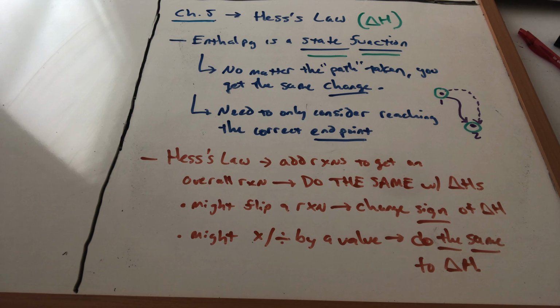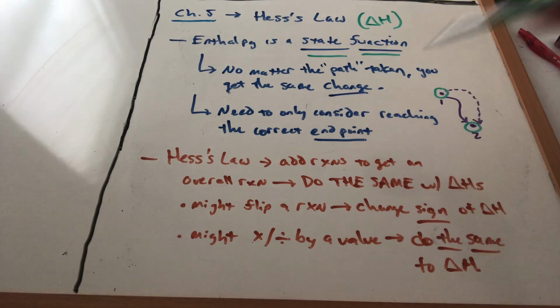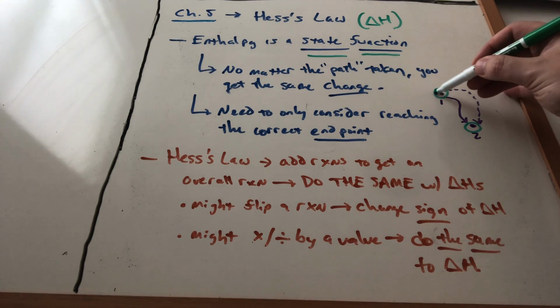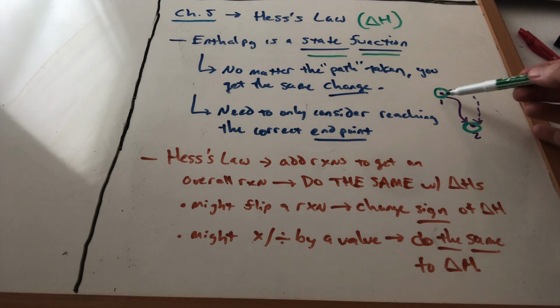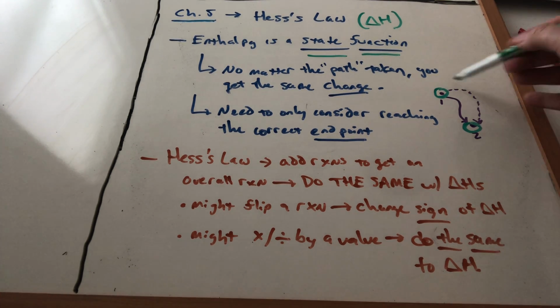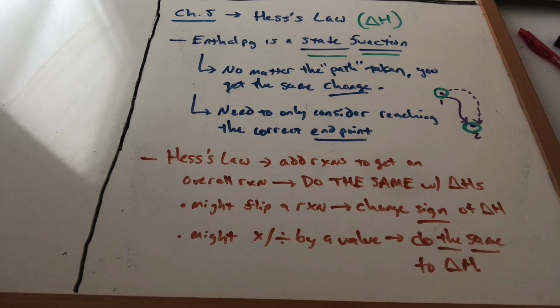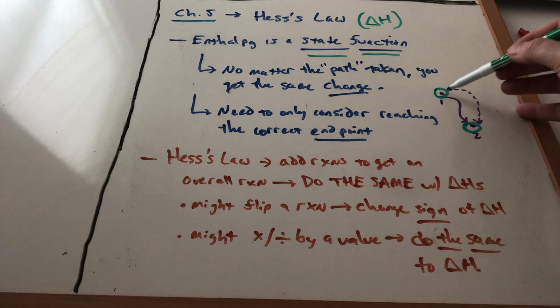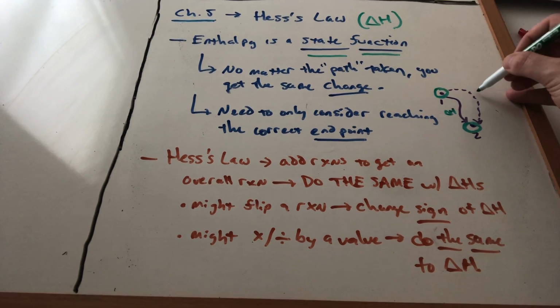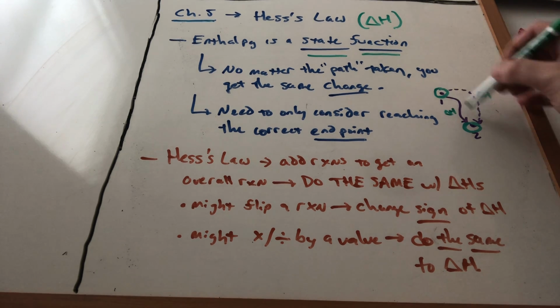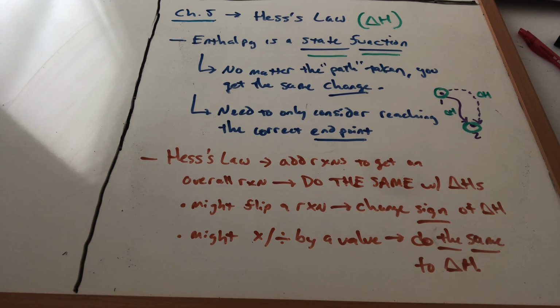So really, when we deal with enthalpy, because it's a state function, you only need to consider reaching the correct endpoint. If you have a certain starting point, as long as you get to this point right here, between point 1 and 2, whatever these changes entail, just as a theoretical concept, whatever you can do to get from here to here, this will have a delta H, and this will have the exact same delta H because the endpoints are the same.